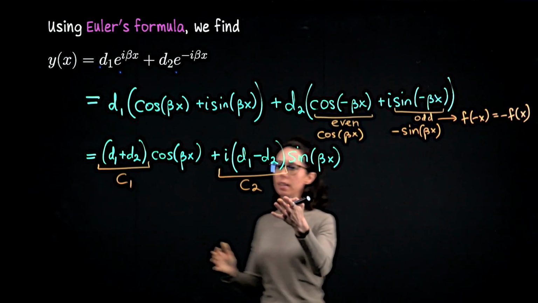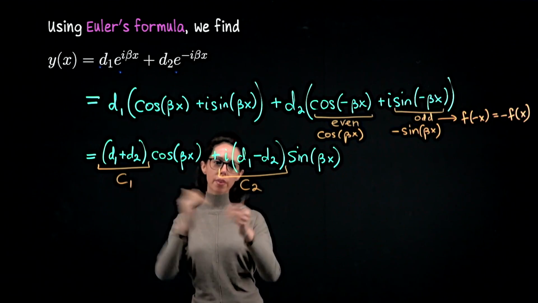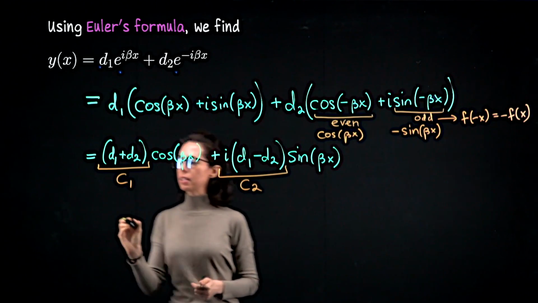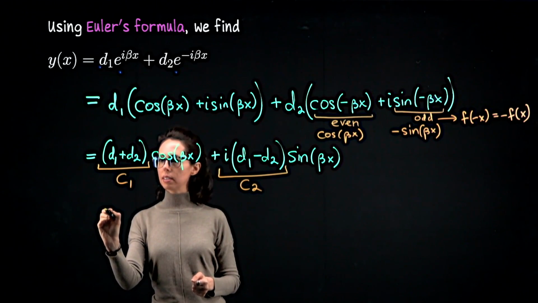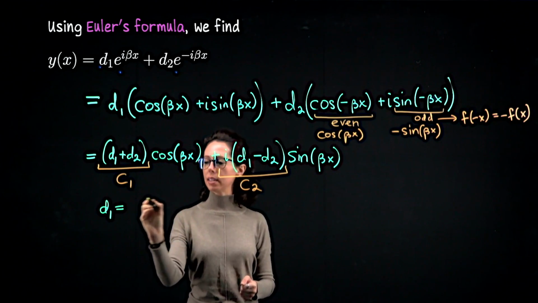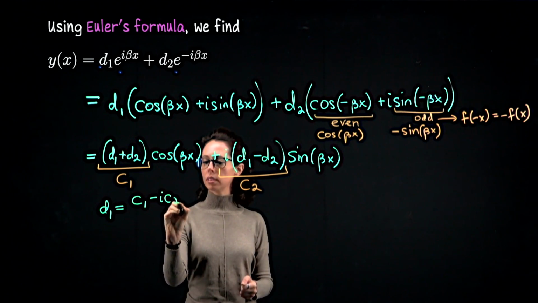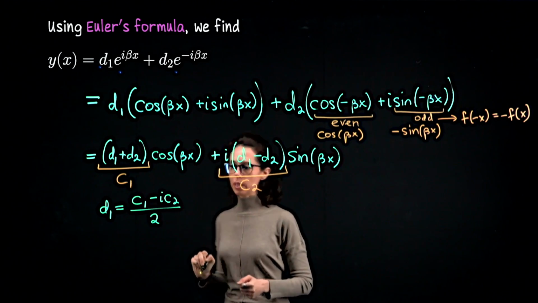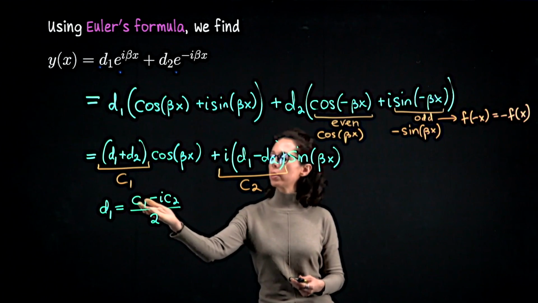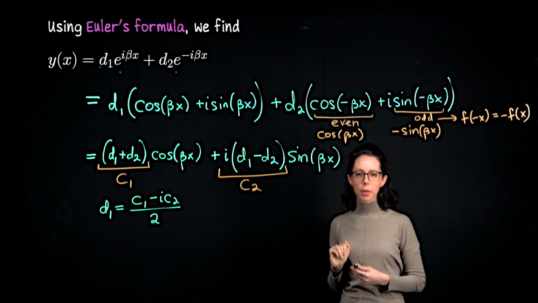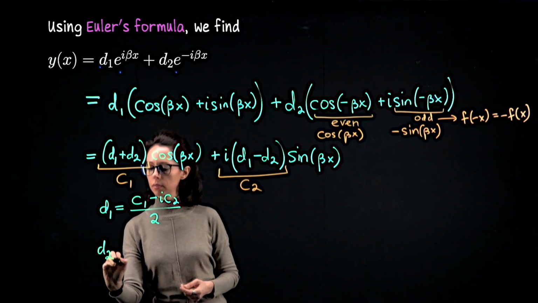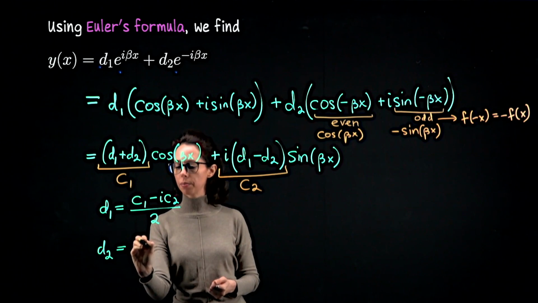So this basically gives us a condition on how to pick d1 and d2 so that they can be presented in this way. Here's how we're going to do it. What we will say is, let's let d1 be c1 minus ic2 divided by 2. So d1 is a complex number here. It has the form c1 minus ic2 divided by 2, where c1 and c2 are just random real numbers. On the other hand, d2 will be c1 plus ic2 divided by 2.